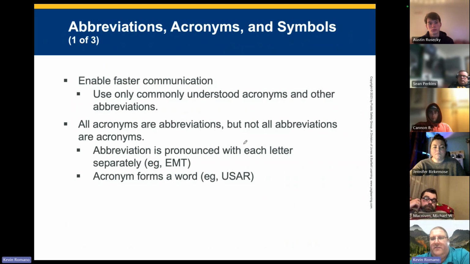So abbreviations, acronyms, symbols. These enable faster communication. But do not trade speed for accuracy in patient care, right? I expect you to be very thorough as an ALS provider, doing a very thorough assessment, even if it's rapid, understanding what you're touching, what you're looking for, and being more detailed than you are as an EMT. We'll cover more of that later.